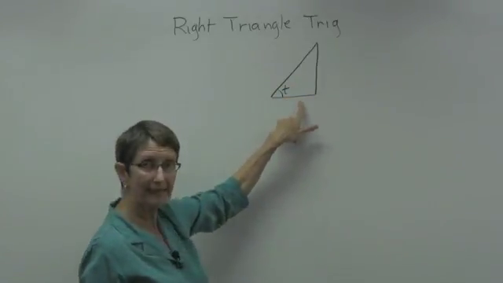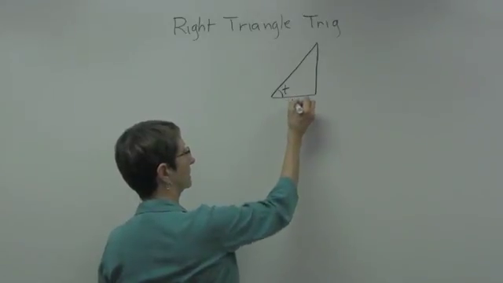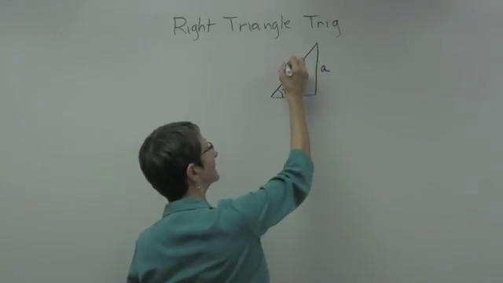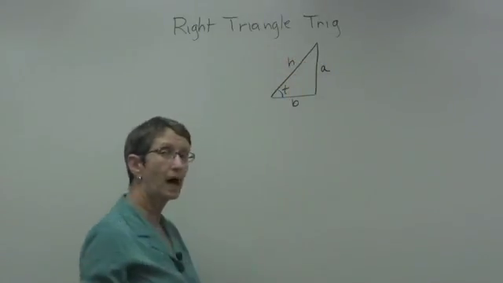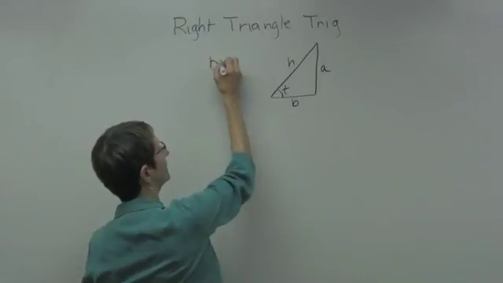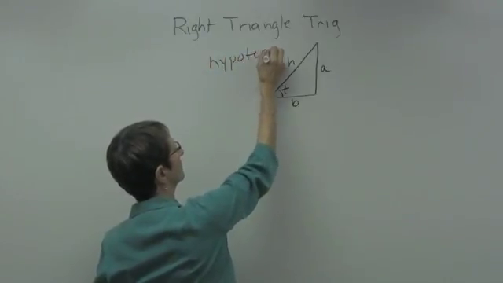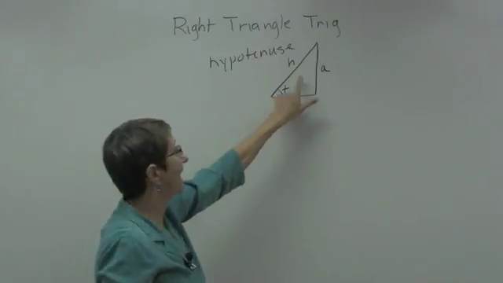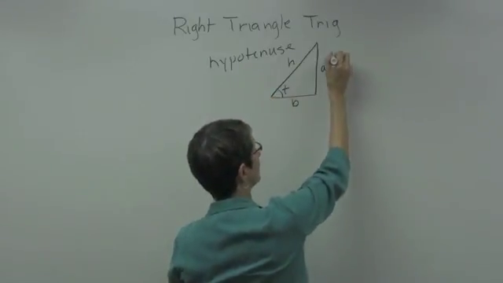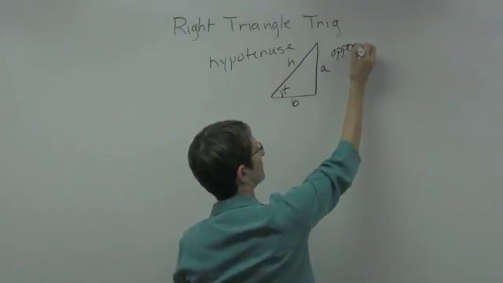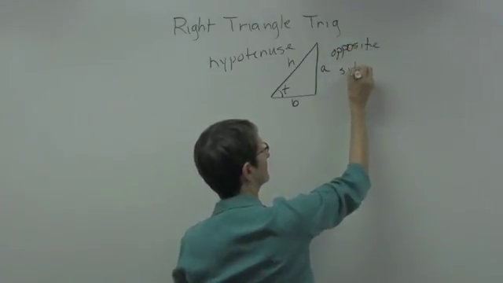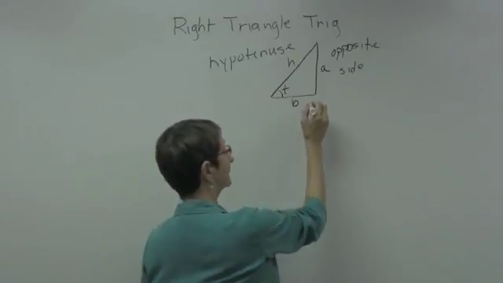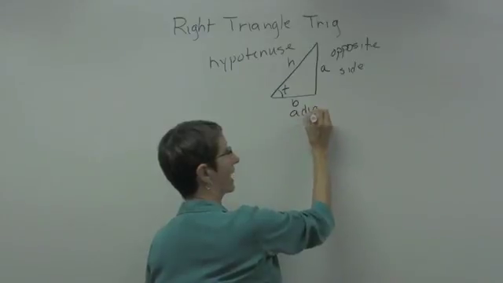We have a base here, call that B. We have a height here, or let's say altitude A. And this H is the hypotenuse. So I have a hypotenuse. And then when I'm talking about angle T, A is the side opposite T, so this would be the opposite side. B is one of the legs of the angle, and so B is the adjacent side to angle T.